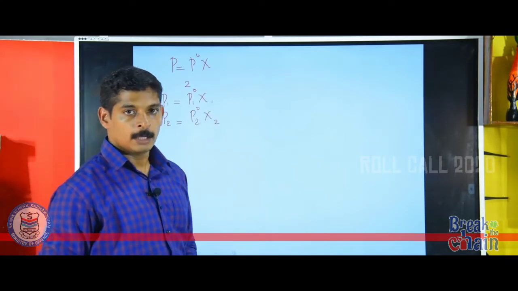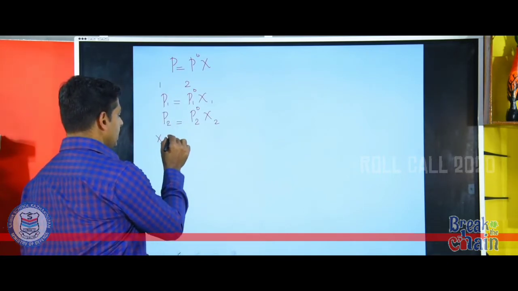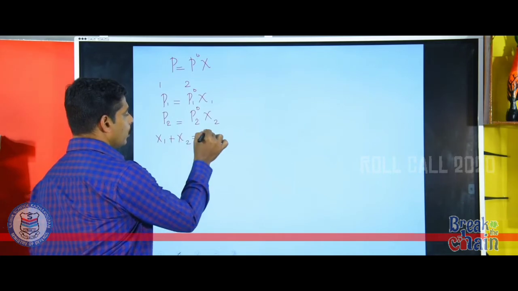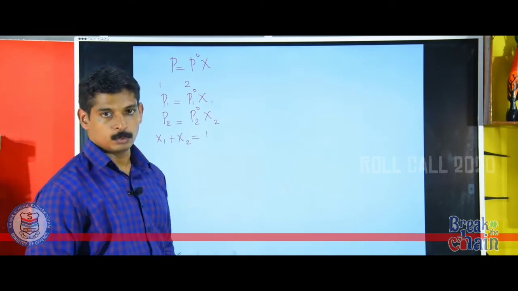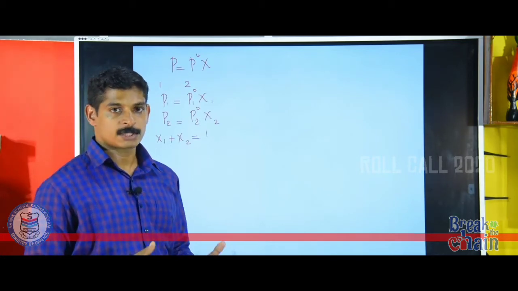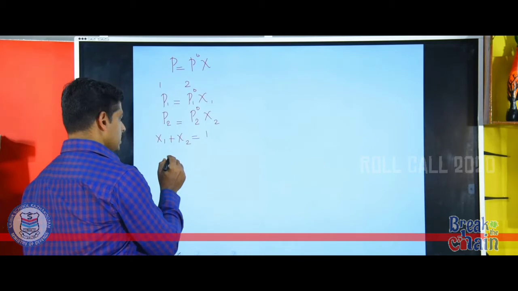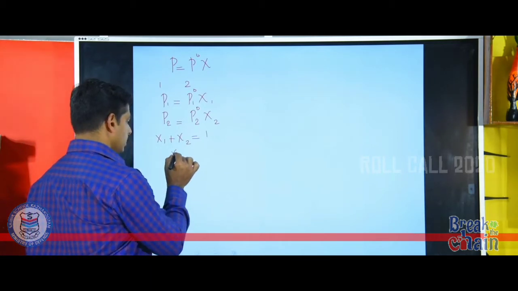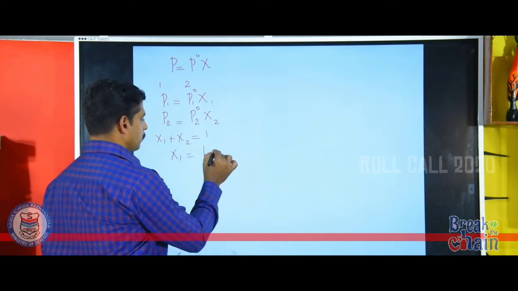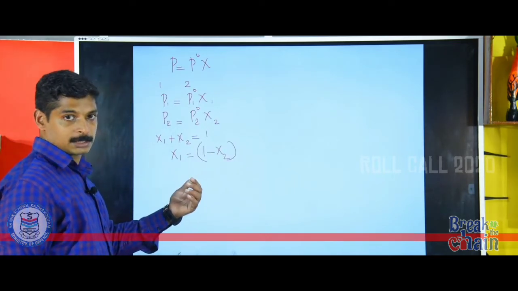Clear? Now, what am I going to do? I know chi 1 plus chi 2 is equal to 1. Chi 1 plus chi 2, the sum of all mole fractions of the components in the solution, will always be unity, it is 1. So, from this can I write chi 1 is equal to 1 minus chi 2? We can write like this.